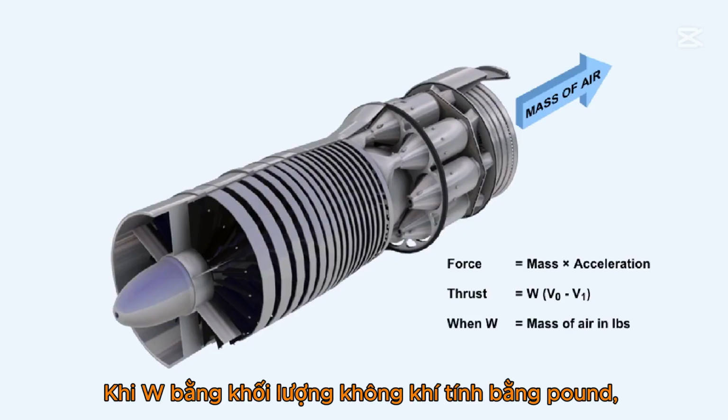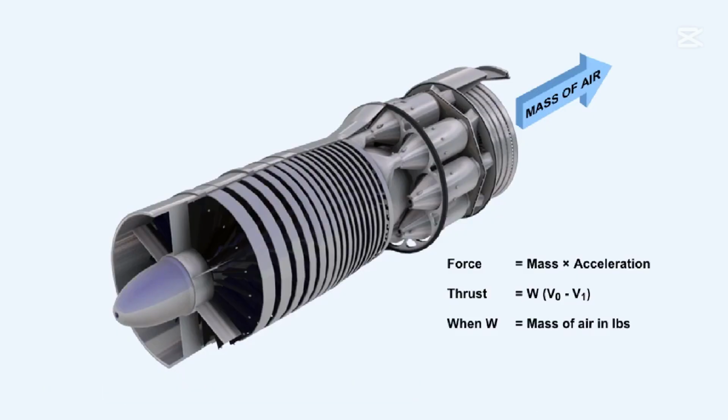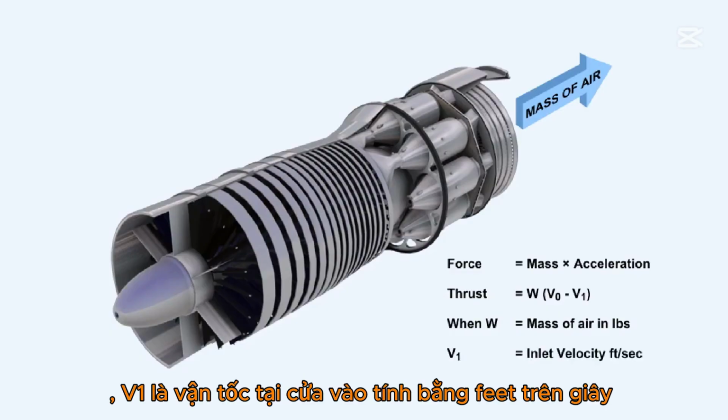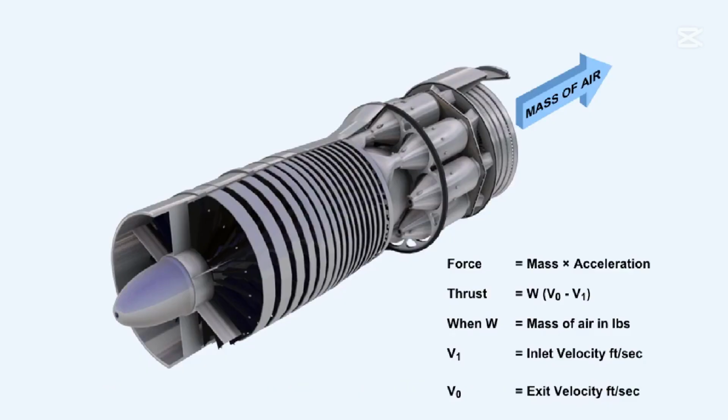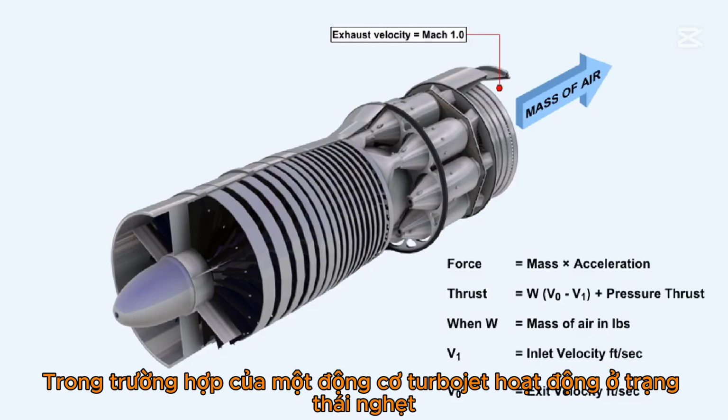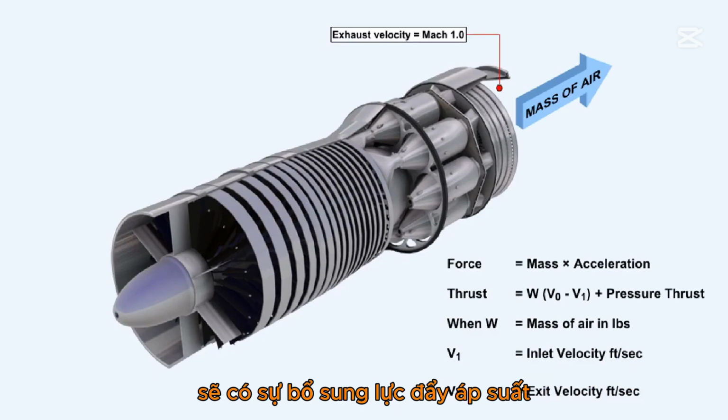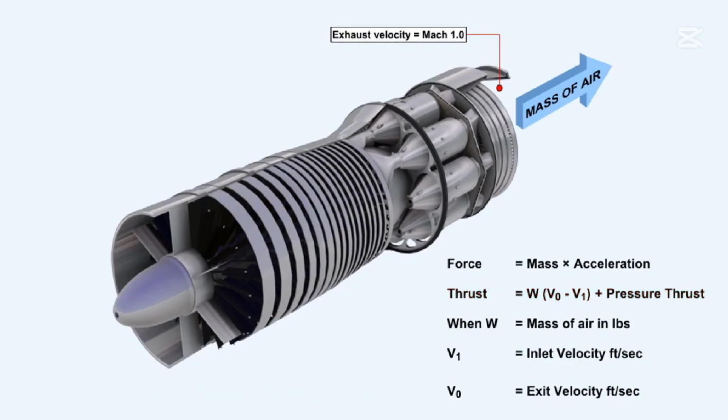W equals the mass of air in pounds, V1 is the inlet velocity in feet per second, and VO is the exit velocity in feet per second. In the case of a turbojet running in a choked condition, there will be the addition of pressure thrust, which will give us this.